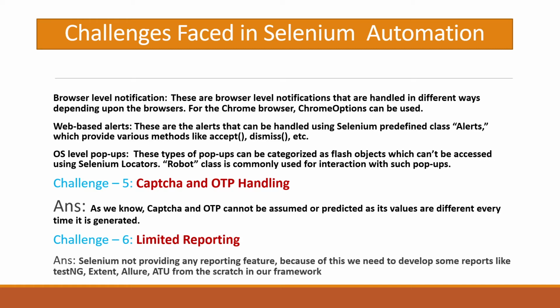Okay, browser level notifications are handled in different ways depending upon the browser. To handle this one, we have to use some options for that particular browser. Depending upon the browser, we have to mention those options. For example, for the Chrome browser, if I am automating this browser level notification, I want to use Chrome options. With the help of Chrome options we can easily handle this kind of browser level notification.